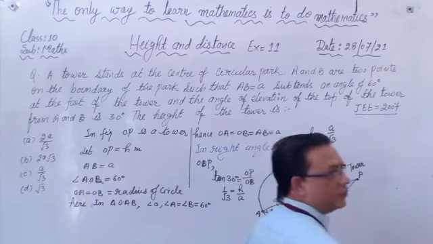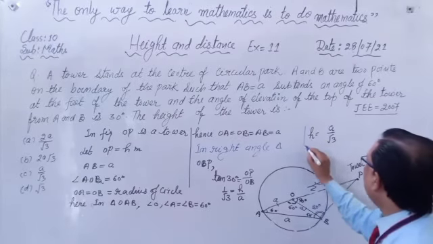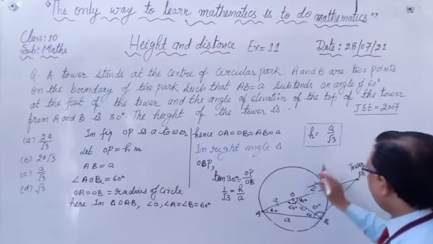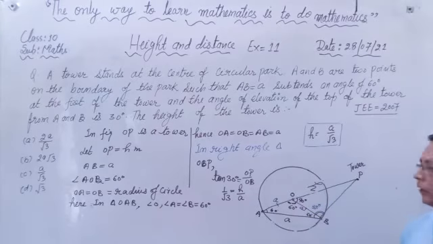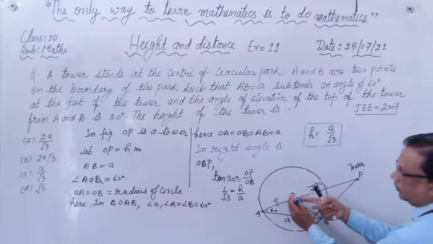This is a very good question based on a 3D figure. This is your circular path and here is the tower. This OP is the tower. So note down.